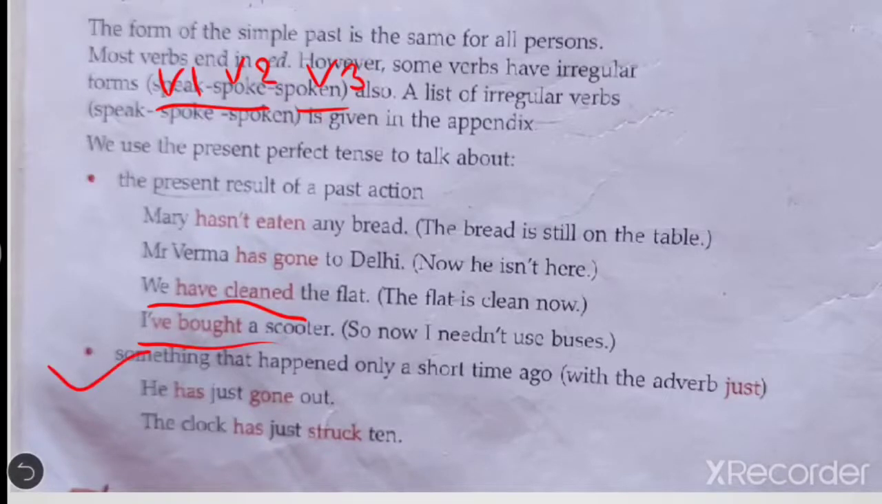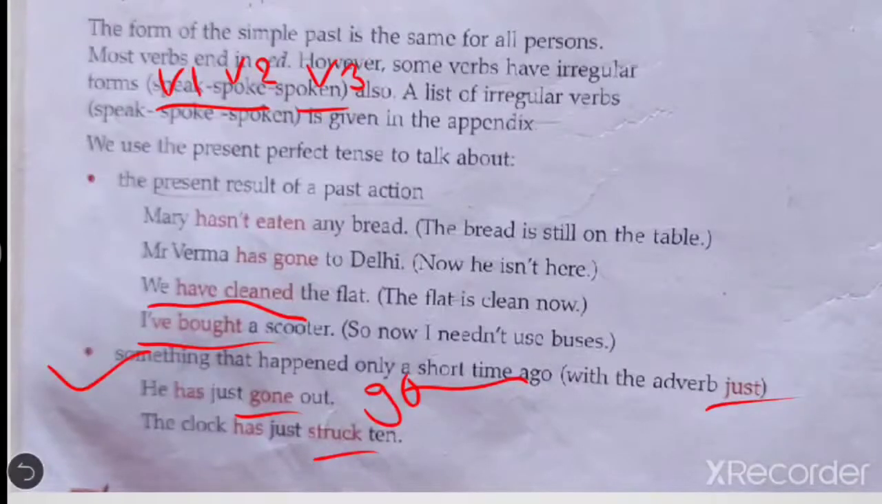Now another use of present perfect tense. Something that happened only a short time ago, with the adverb just. We have seen previously that I have just drunk tea. Just means before 5 minutes, before 10 minutes. He has just gone out. Gone is the past participle form of go. The clock has just struck 10. So, when an action which started in the past still affects the present, for that you have to use present perfect tense.